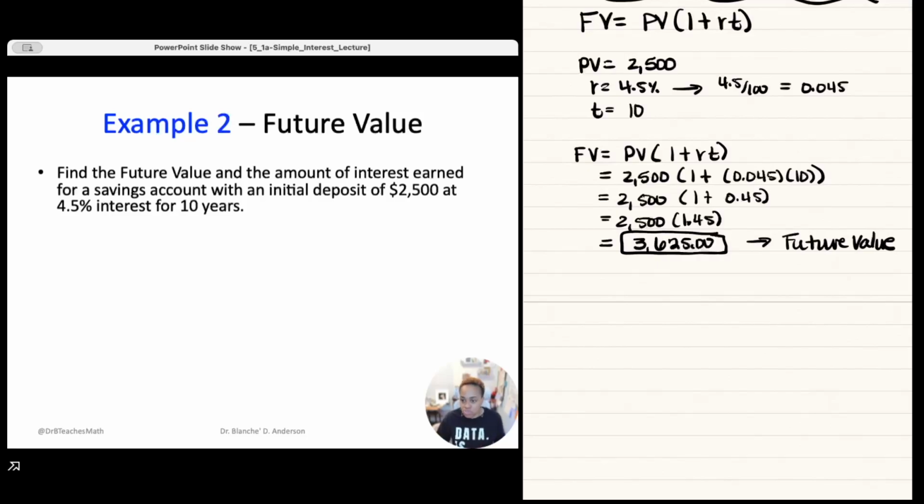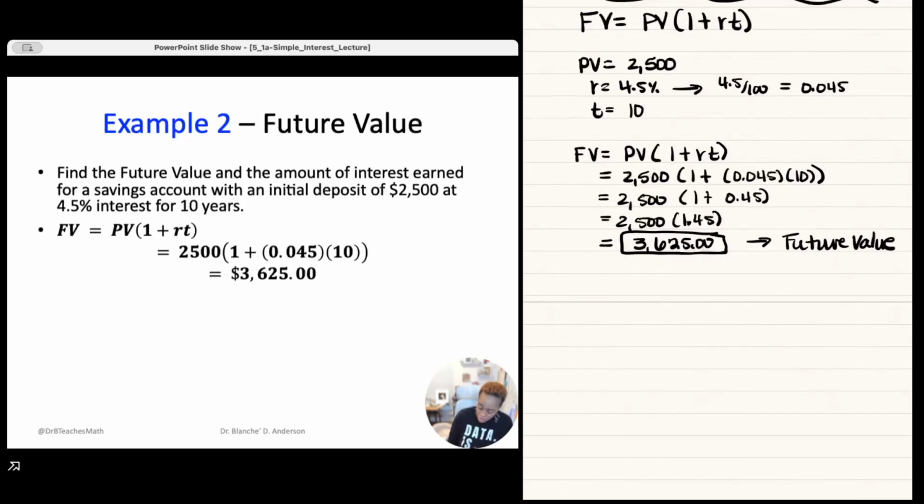Well, how much interest did you earn? Well, think about it. I started with $2,500. I ended up with $3,625, right? So to find the amount of interest earned, you can go back and do the I equals PVRT.